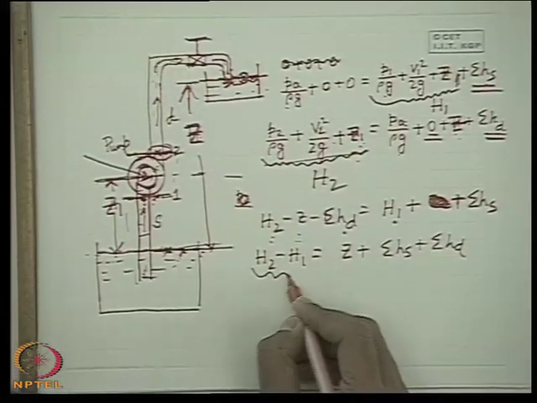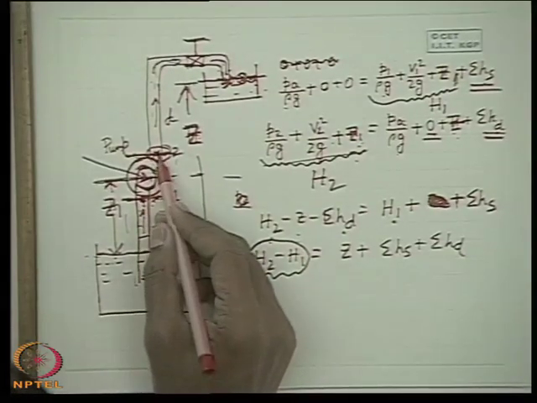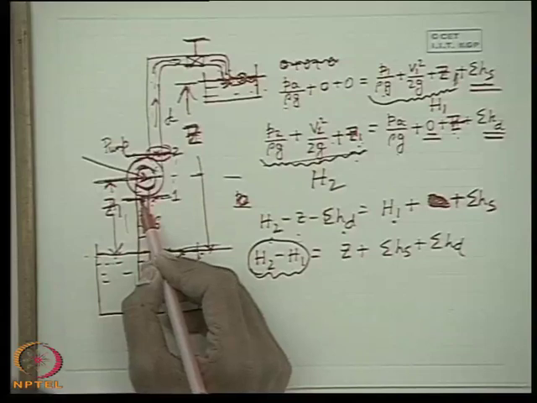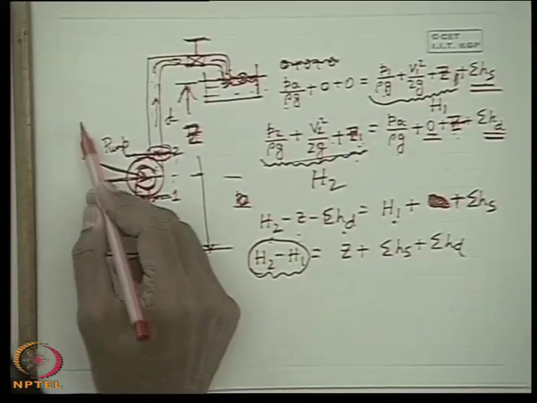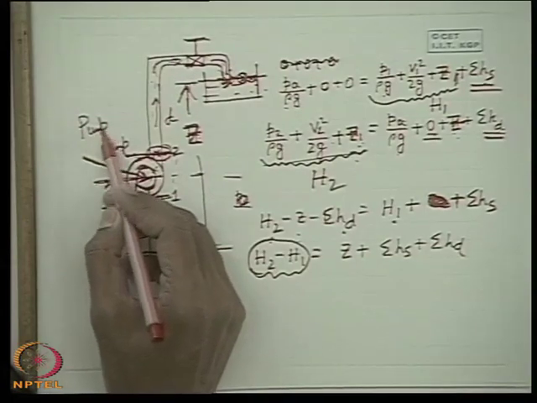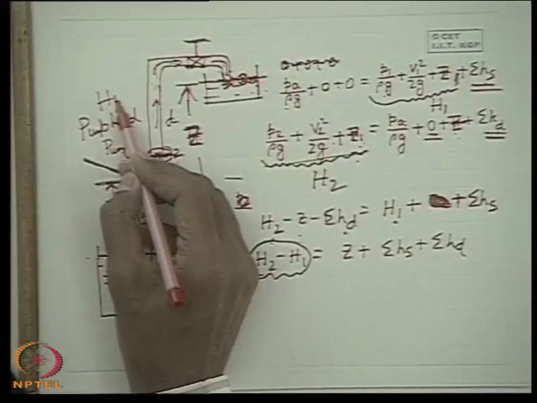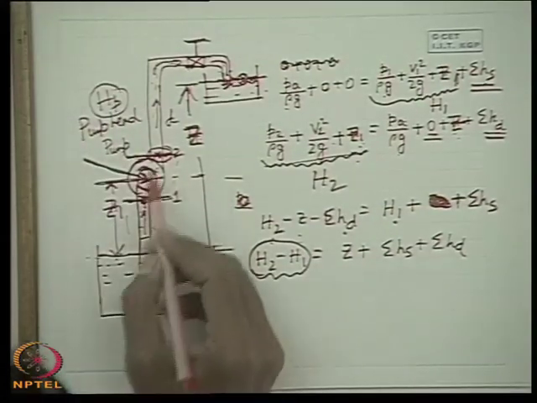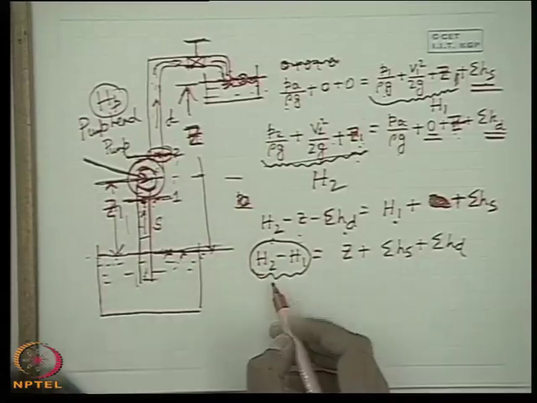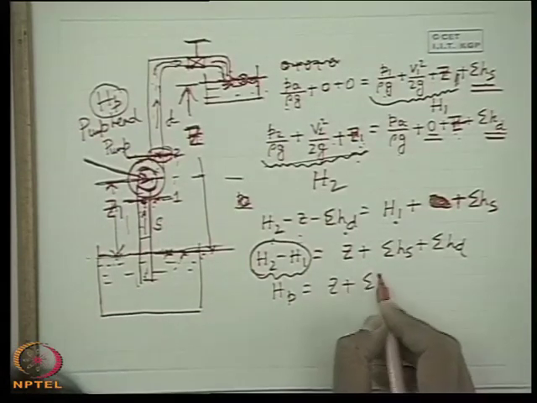Now this H2 minus H1 is the change in the total head from outlet to inlet. That means total energy per unit weight. That means this head is given by the pump. So if I say the pump head is HP, which means the pump develops this energy per unit weight, this is nothing but H2 minus H1. So therefore this is the pump head, which is equal to Z plus sigma HS.